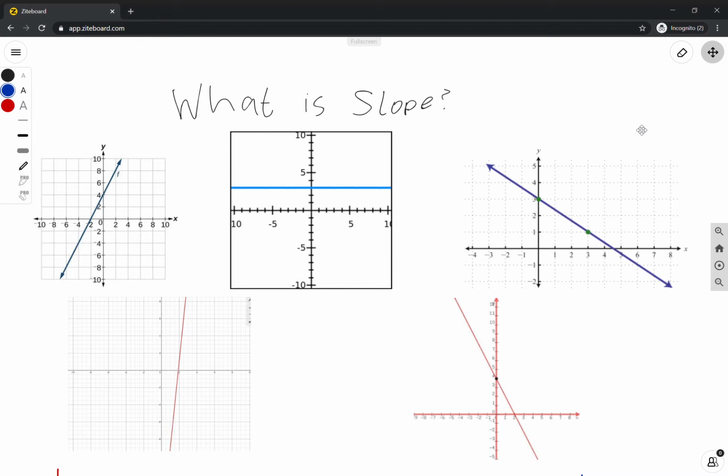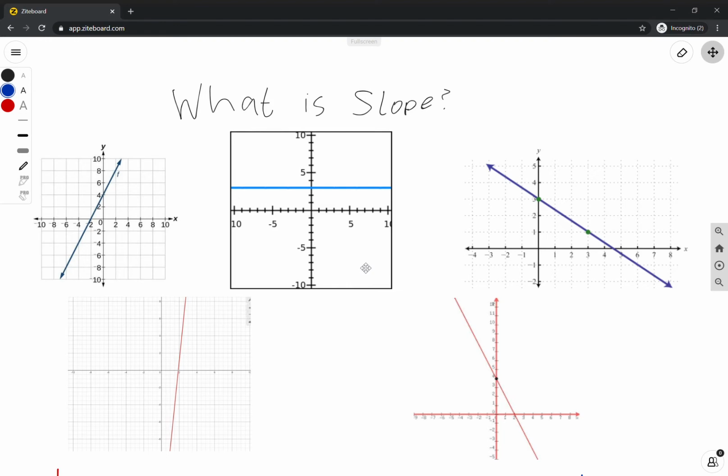Before I tell you, let's take a look at these 5 graphs over here. A lot of observations can be made about these graphs. For example, these two on the left-hand side, where my cursor is, seem to be increasing as x increases. These two on the right-hand side seem to have y decreasing as x increases. And this one in the middle seems to be neither increasing nor decreasing.